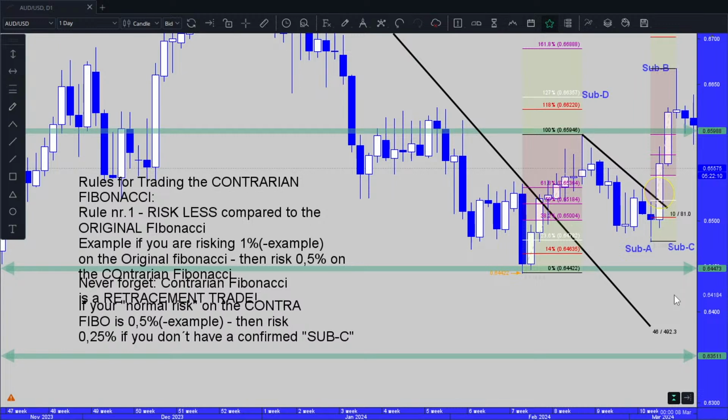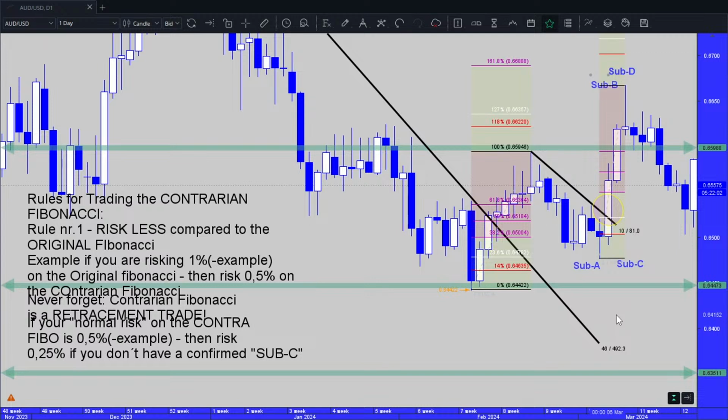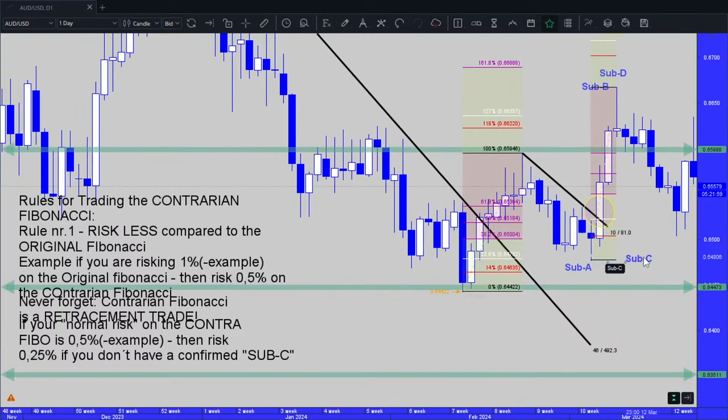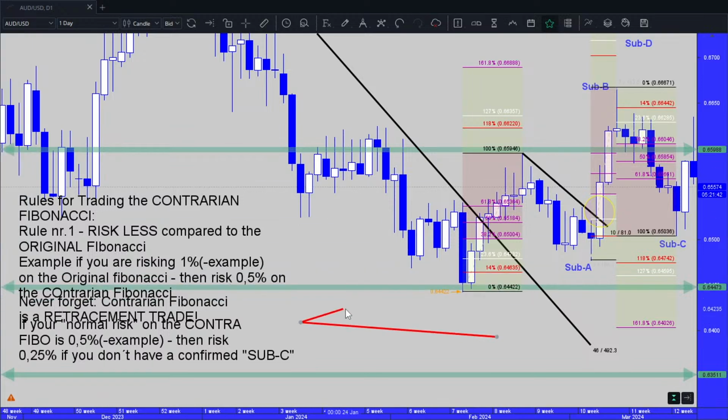Alright, and let's see if we can do one more. So we are monitoring the market, monitoring the market. Bam, now this is our sub C. And again, if I want, I can draw a Contrarian Fibonacci on a Contrarian Fibonacci to figure out risk. Should I risk 0.5% on this retracement rate, or should I risk 0.25% on this retracement rate? Does this make sense?